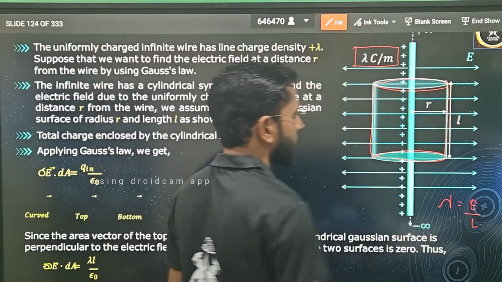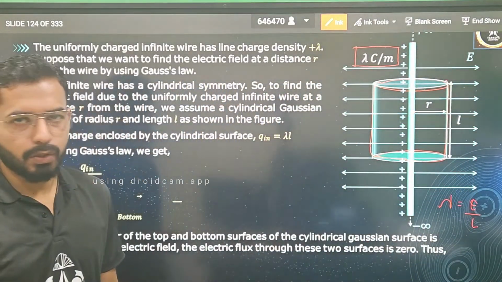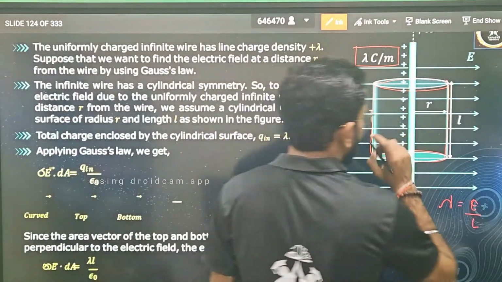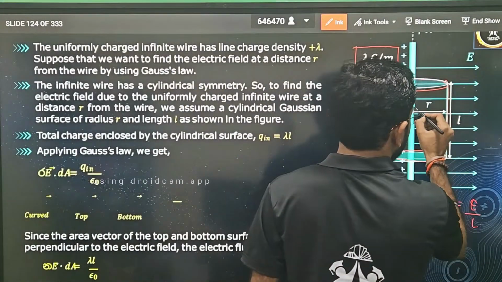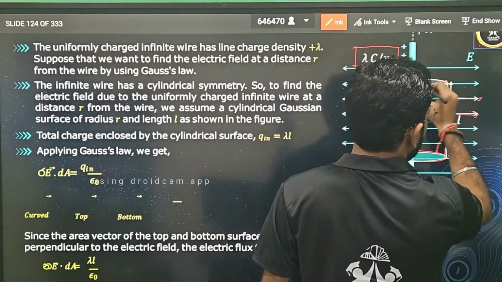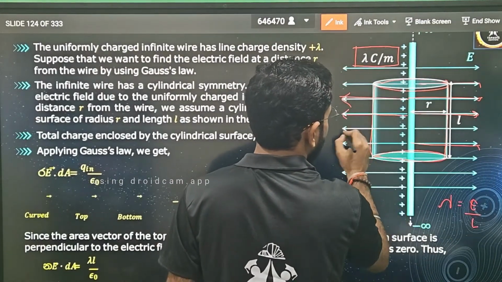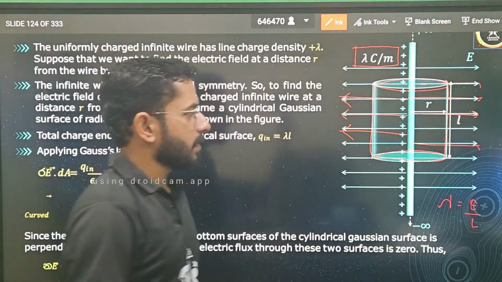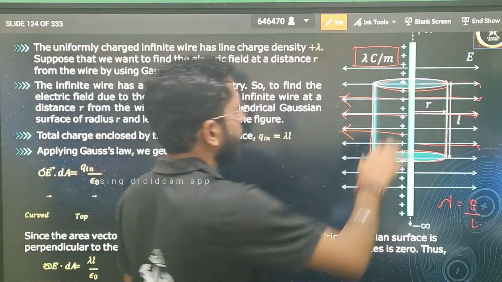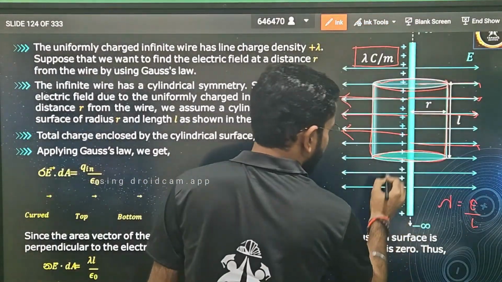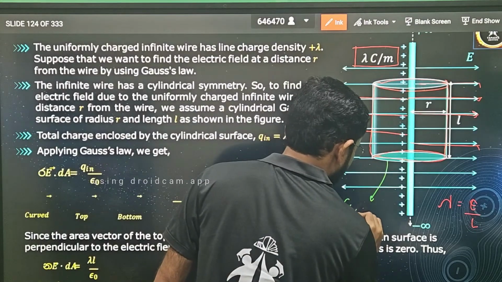I am interested in calculating the electric field due to this infinite wire. Now tell me the direction of the electric field. This is the direction drawn here for the electric field. Please pay attention carefully here. Now if I ask you the direction of the area vector of the Gaussian surface you have taken, this is the Gaussian surface that you have drawn.